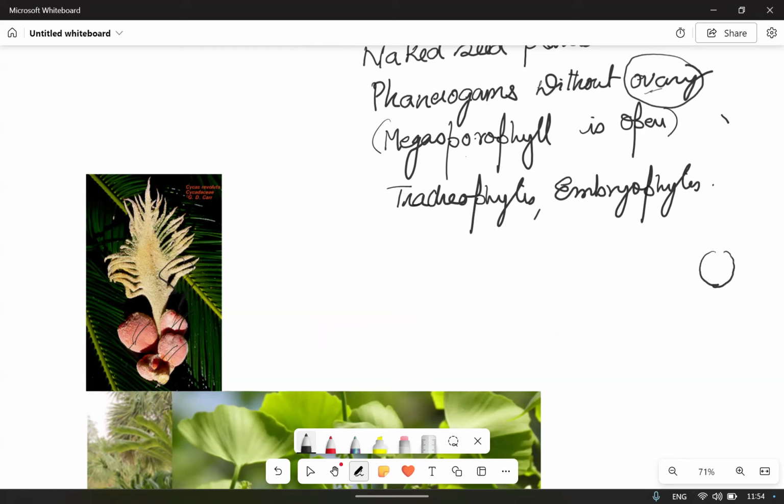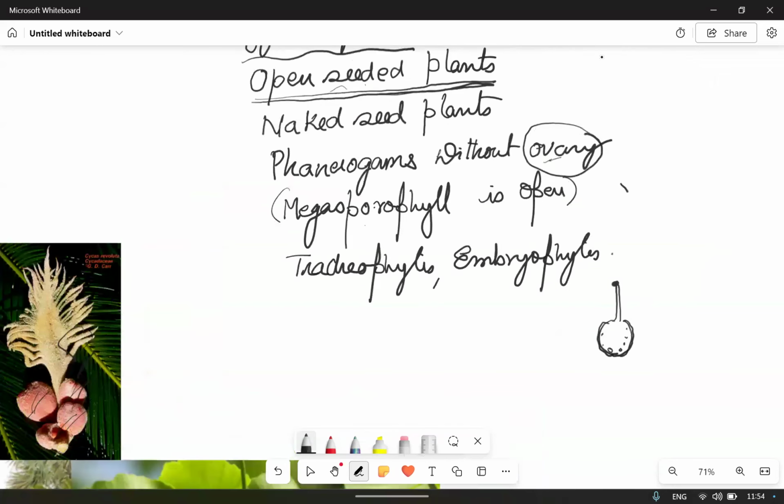That's why we can see the ovary like this, style and stigma. Inside this ovary, we can see the ovules in different types of placentation we have seen: marginal placentation, axial placentation, parietal placentation, central placentation. Like that, the ovules are arranged inside the ovary in the case of angiosperms. But here, the megasporophyll is open, it is not closed. That's why there is no ovary at all.